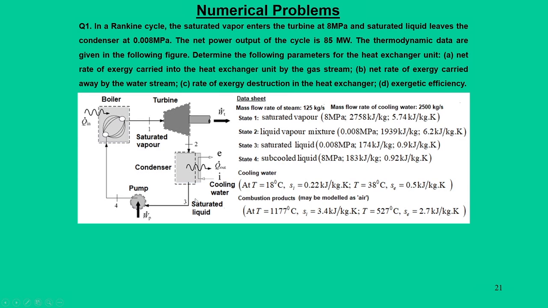In a similar way, state 3 is saturated liquid and state 4 is almost pure liquid, that means subcooled region liquid. These values of pressure, enthalpies and entropies are given. Another additional information is that the net output of the power cycle is 85 megawatt.